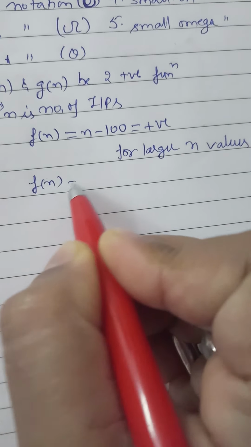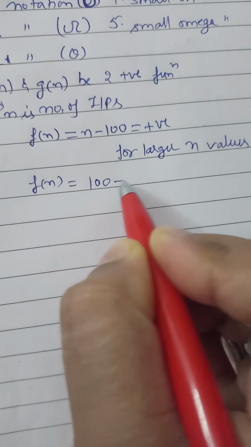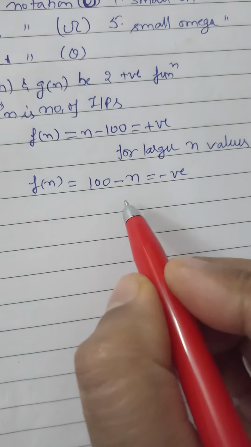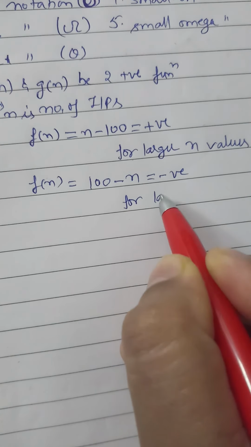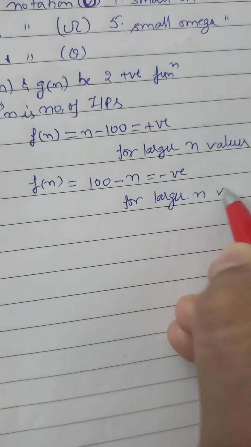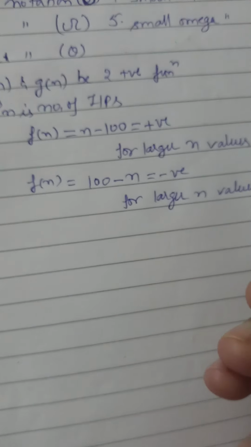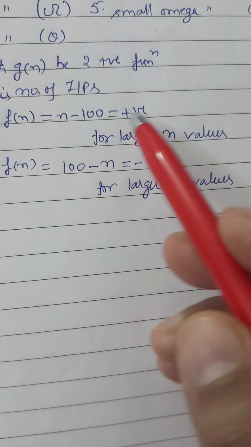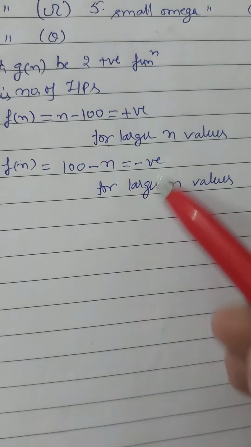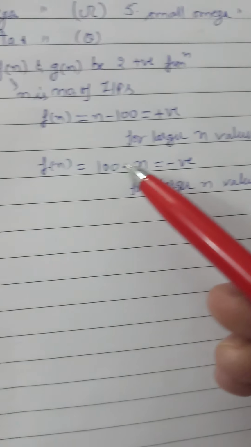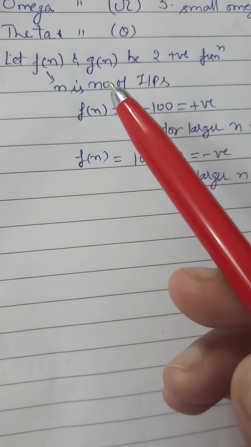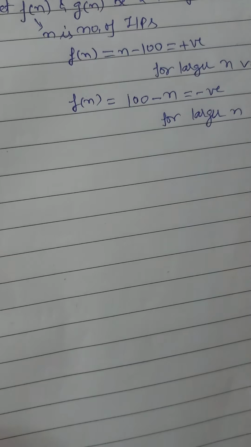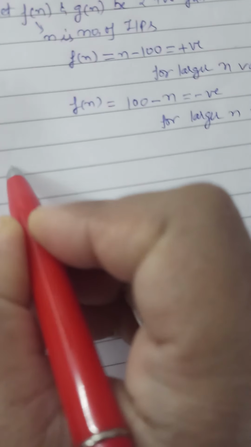And it can be like this also: 100 minus n, we will get negative for larger n values. In both cases n values are larger. In this case we get a positive value, in this case a negative value. And F(n) and G(n) we are supposing are positive functions. So let's understand what big O notation is exactly.